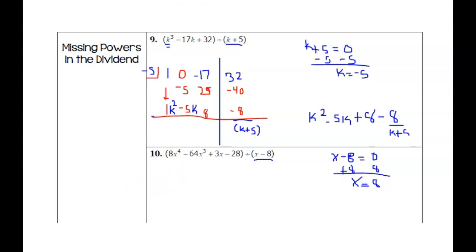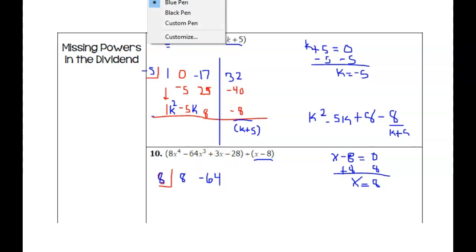I'm going to take that factor and I write it in the box, 8. And then I start grabbing the coefficients. All right, so I got an 8 for my x to the 4th, a -64 for my x to the 3rd. Notice my x squared is missing, so I'm going to put a 0 for my x squared. And then I got a 3 for my x to the first power. And then I got a -28.